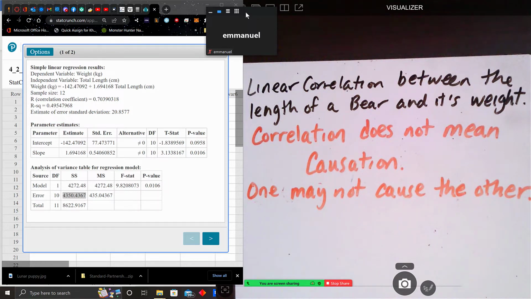So different things could cause the bear to weigh more. Maybe it's got bigger bone density. Maybe it's got a lot more muscle than fat on it. Maybe the diet is different. So length doesn't necessarily cause weight. You could have a skinny but long bear, and you can have a fat but short bear.